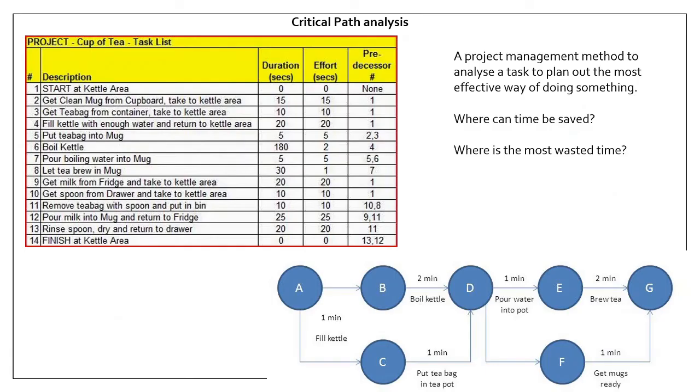Next, you've got critical path analysis. So this is a project management method. So what you're trying to do is analyze a task to figure out the most effective way of doing something. So you're looking at where can time be saved when you're doing something and where is the most time wasted. So take something really, really simple here, like making a cup of tea. So first of all, you plot out all of the steps and you say, how long does each step take? How much effort is it? And then, does it need to happen in an order?